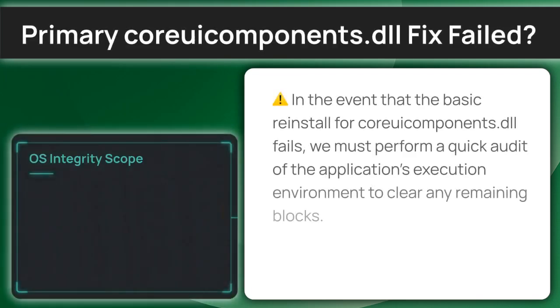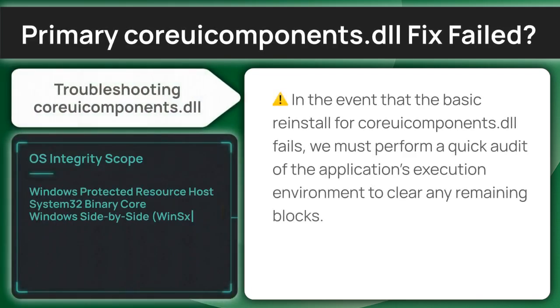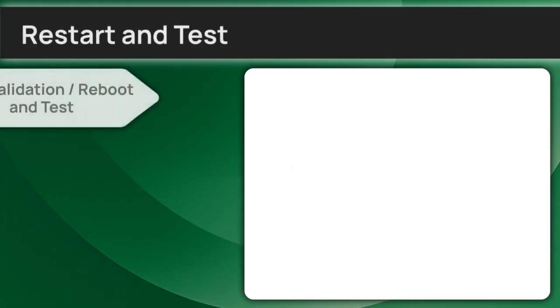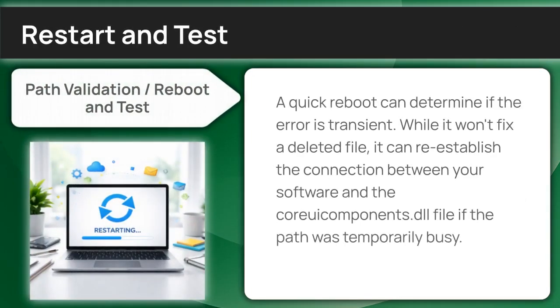If the redistributable repair didn't resolve the pop-up, the next logical step is to analyze the local environment for process conflicts. A quick system restart is a practical way to ensure that all shared libraries, including Core UI components, are being loaded correctly into the current session's memory.